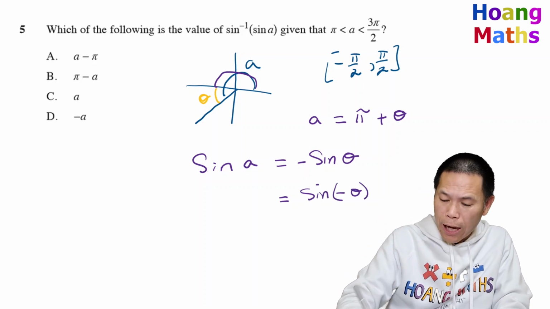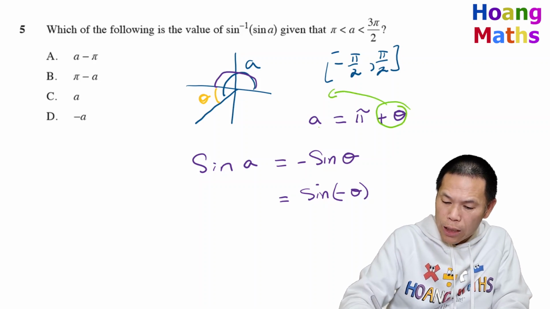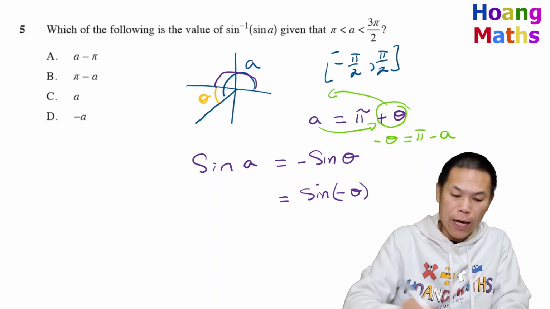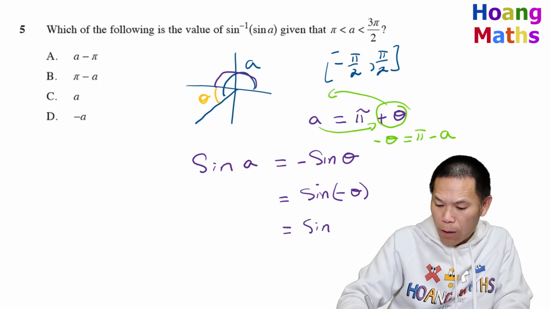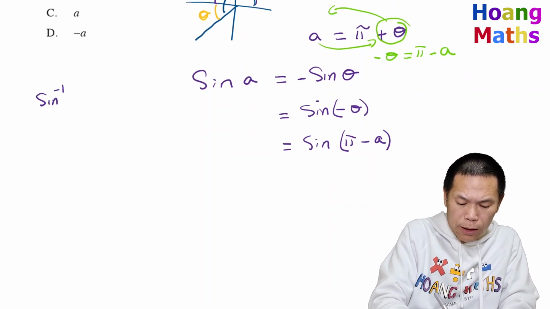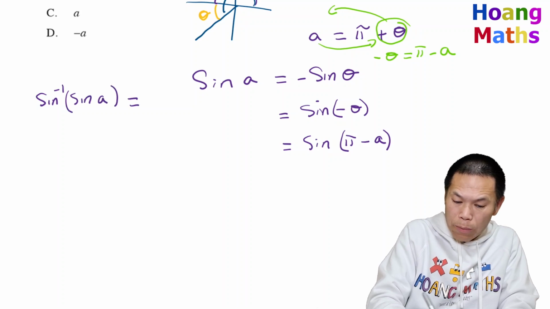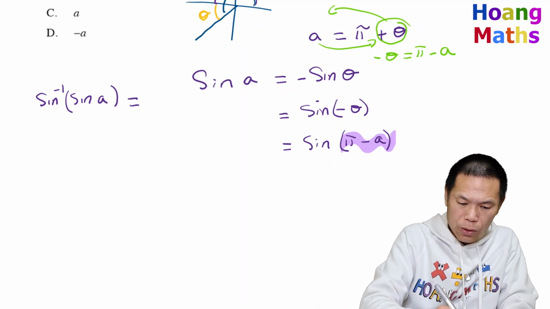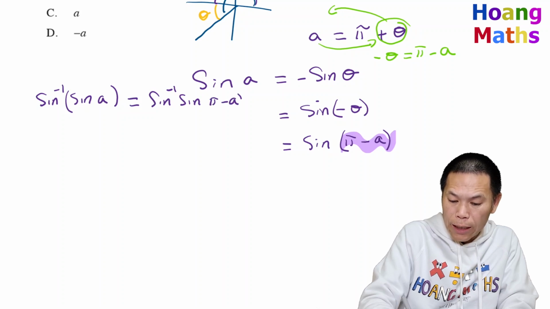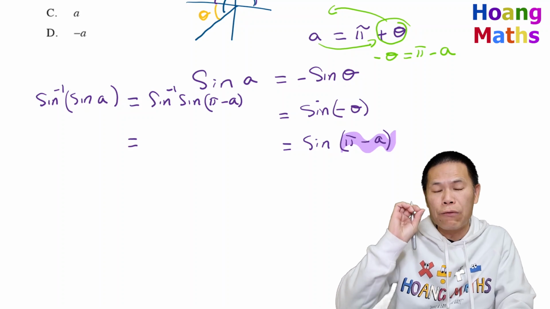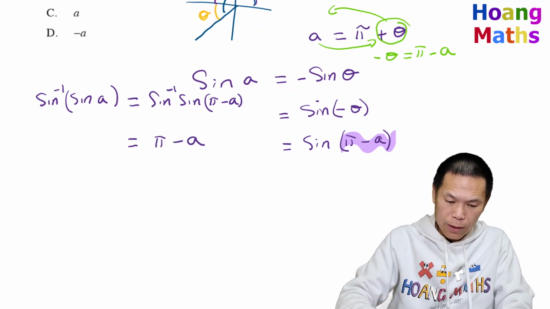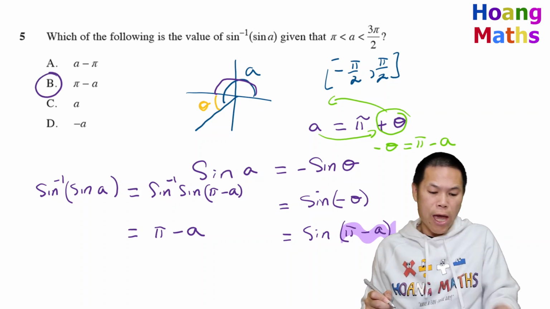If we move this angle theta to that side, this means that negative angle theta is pi minus A. So that is equal to sine of pi minus A. Therefore, inverse sine of sine of angle A gives inverse sine of sine of pi minus A. The inverse sine and sine cancel each other out within the range of inverse sine, so that gives pi minus A. Therefore the answer is B.